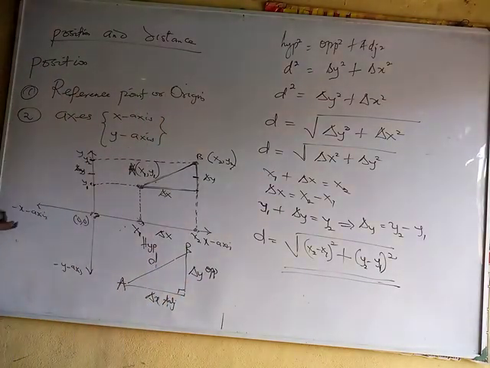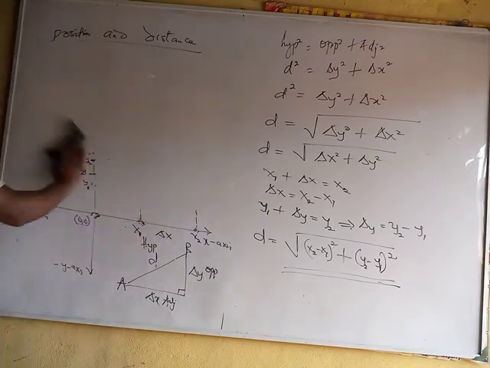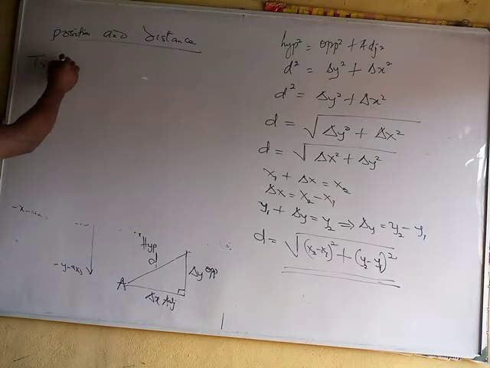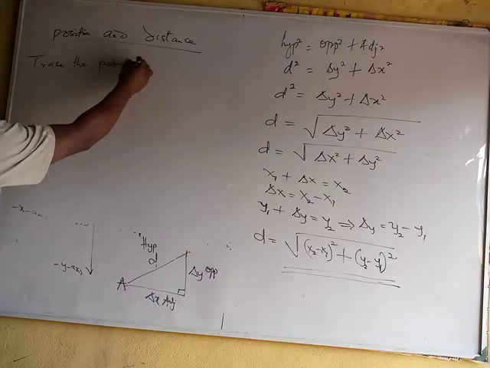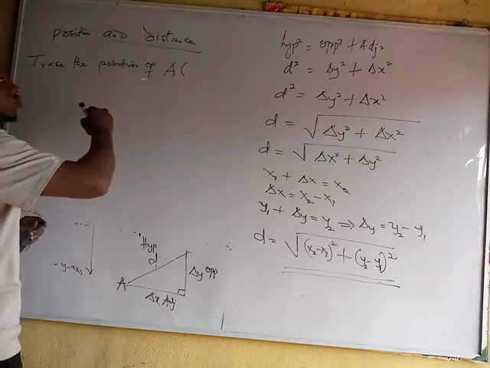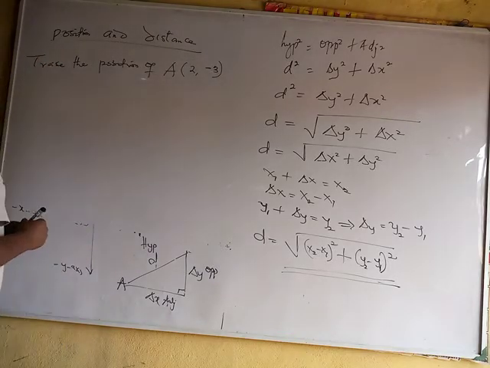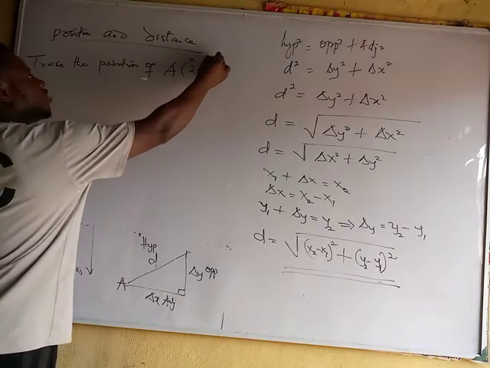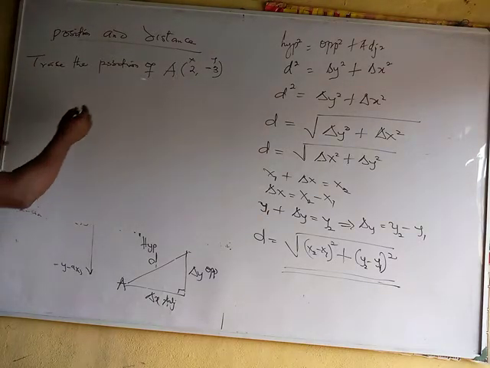But whenever they say we should trace, look at a question. Look at this. Trace the position of A equal to 2 and minus 3. Remember, the first one is X axis, the second one is Y axis. To trace this position, we use the Cartesian graph.